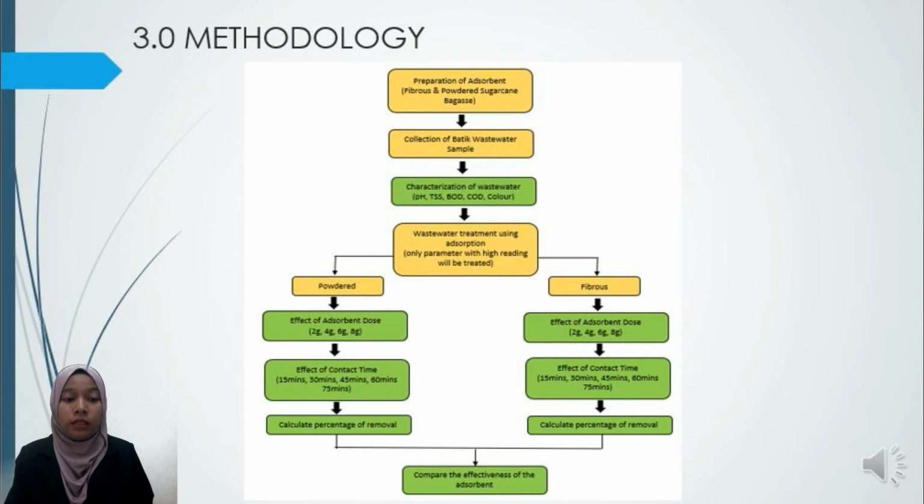Then, from the results, we can calculate the percentage of removal of color and COD. After the calculation has been made, these two adsorbents will be compared in terms of the effectiveness to remove the color and COD.